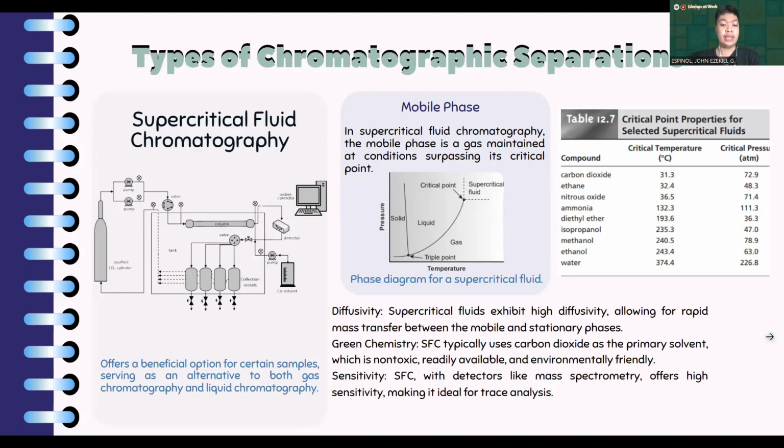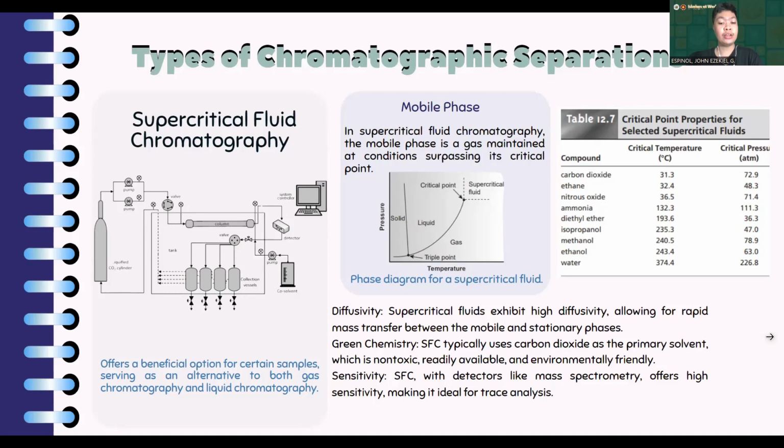For its diffusivity, in supercritical fluid chromatography, it refers to the ability of supercritical fluids to rapidly transfer molecules between the mobile and stationary phases. Supercritical fluids such as carbon dioxide above its critical point possess high diffusivity due to their unique properties. This rapid mass transfer facilitates efficient interactions between the analytes and the stationary phases, leading to faster separations and improved resolution. High diffusivity allows SFC to achieve high-speed analysis while maintaining excellent separation efficiency, making it a valuable tool in chromatography.